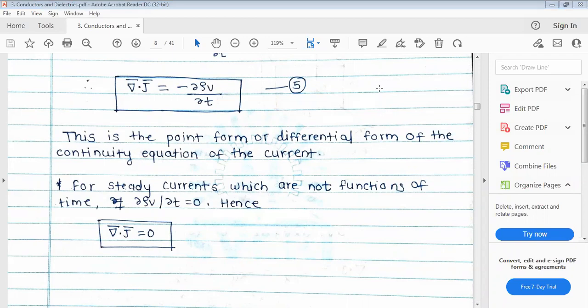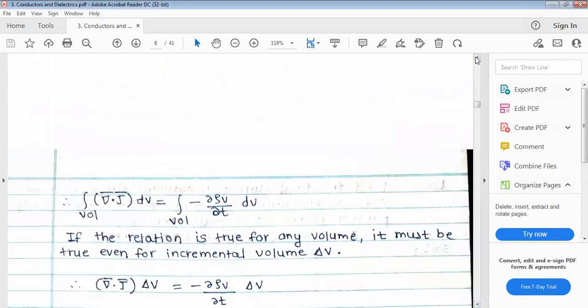We'll see one more example. So all of you got these equations? Yes or no? And once you read this, you will understand.